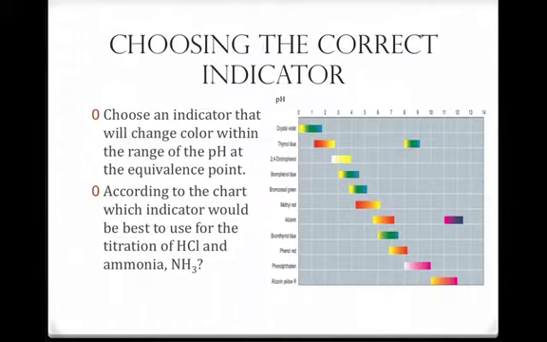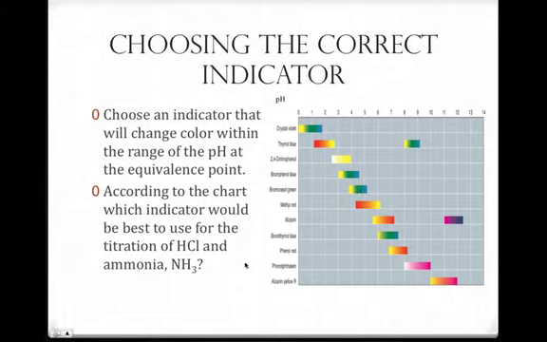We want to choose an indicator that will change in the pH range where the equivalence point would be. So if I was titrating, like we saw in the last one, a weak base with a strong acid, we saw that the pH changed around 4. So maybe we'd want to use bromophenol blue, okay, or bromocresol green.